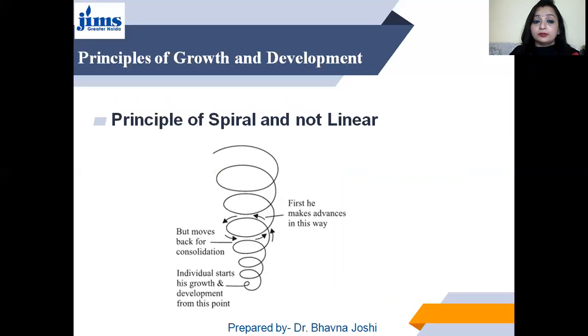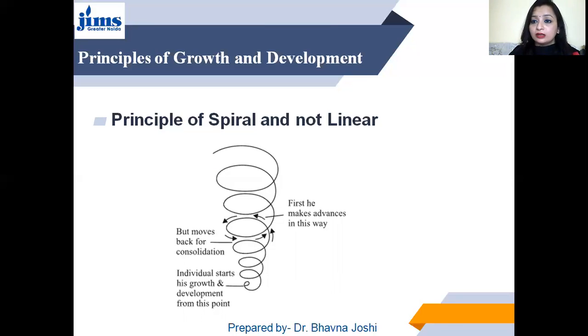Next is the principle of spiral and not linear. See, growth and development is never linear. It is not always like a straight line. It is not always at the same pace. Sometimes it halts. Sometimes it is very rapid. Sometimes it is very slow.